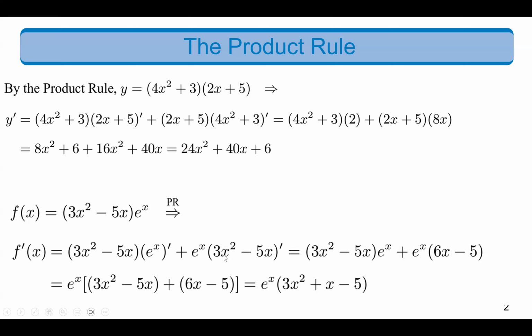Now the derivative of 3x squared minus 5x will give us (6x minus 5) times the e to the x. Now here we can see e to the x is common in the two terms. So we can bring the e to the x out and combine the two terms. So we get 3x squared minus 5x plus 6x minus 5. 3x squared is by itself. Minus 5x plus 6x will give us plus x and minus 5. So that will be our final solution.